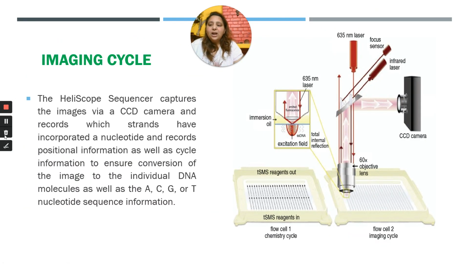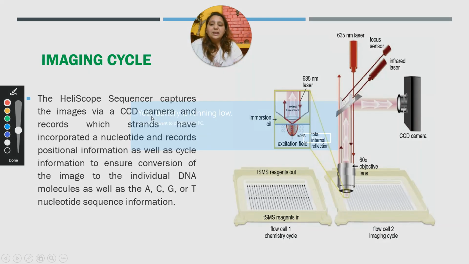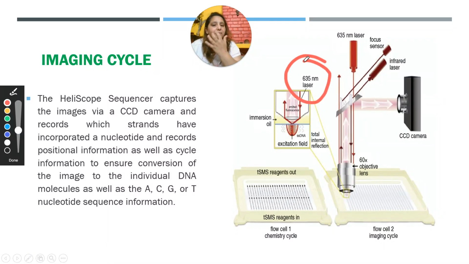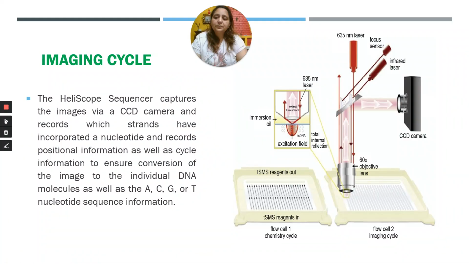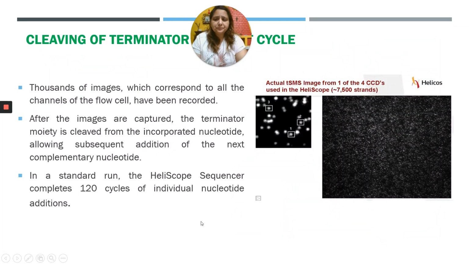Okay, so imaging में क्या होता है बेटा, जो हेलिकॉस सीक्वेंसर है, this Heliscope sequencer, it has got a CCD camera and it is able to record the fluorescent signal which is produced by the nucleotide. So you can see that 635 nanometer का laser emit होता है. ठीक है, the laser is there, and when there is emitted fluorescence, this fluorescence can be detected by the CCD camera which is present on this side. So this incorporation is recorded very efficiently.